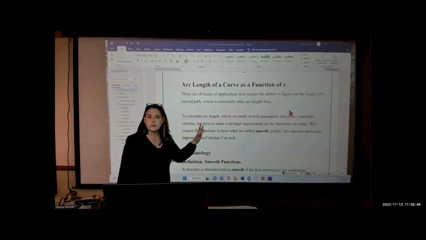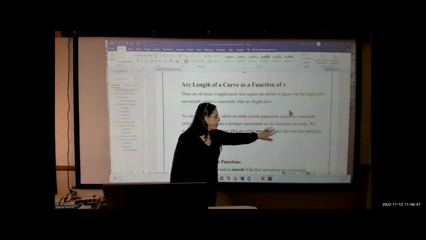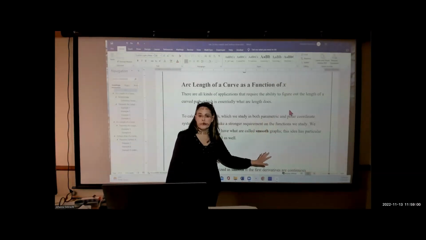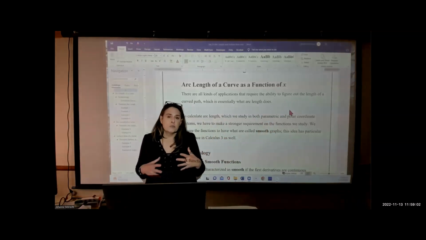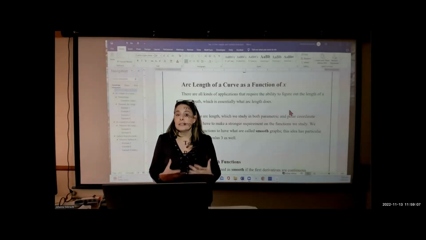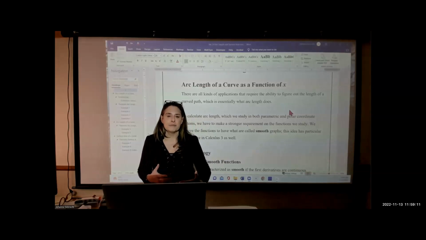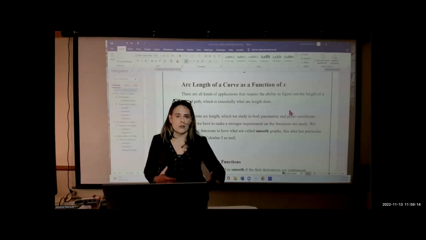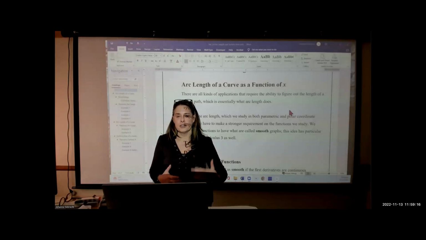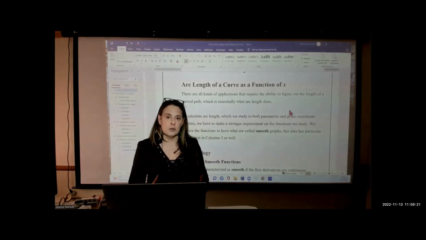We're going to have to make some requirements on the kinds of functions we study in order to make it possible to find the arc length of a curve. In particular, what we're looking for here is what's called a smooth graph. Now, smooth is what you think it would be, no pointy parts, basically. It also implies that it's continuous. So it's got to be continuous, it has to be differentiable, and even stronger, the derivative function itself has to be continuous. That's what it means for a curve to be smooth.